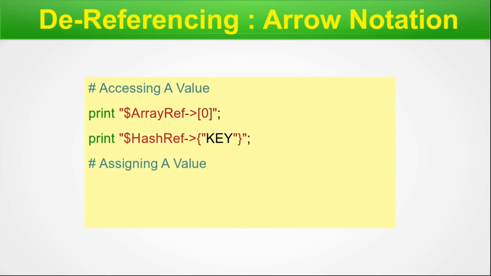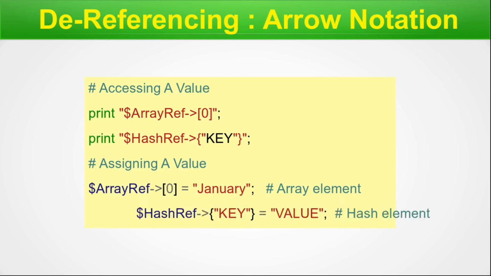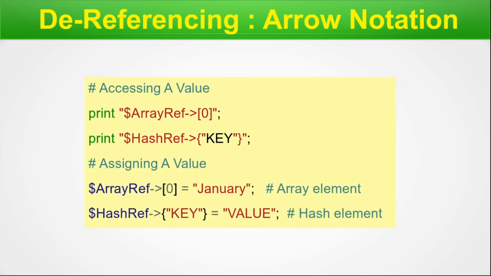Assigning a value. For assigning a value to the anonymous data structure, let's see. For an array we have $array_ref, then dash, then the right direction arrow, then within rectangular bracket we have 0 and we set the value January. So this is for array. Similarly for hash, $hash_ref, then the arrow, and then within curly brackets the key, equal to value.